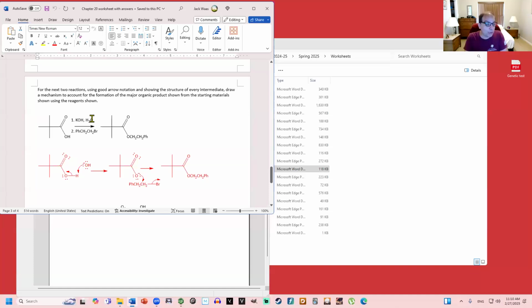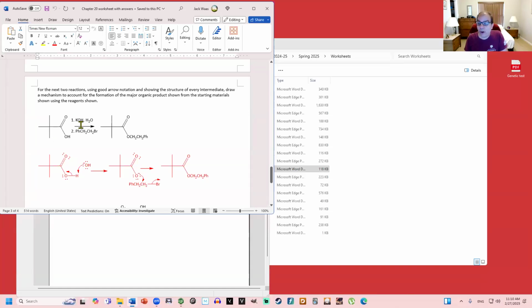They're all sources of the hydroxide ion, followed by treating it with phenethyl bromide and resulting in this ester over here. So this is a reaction that we will have talked about. Again, as I speak, I plan to talk about it in class tomorrow, but this reaction starts by deprotonating the carboxylic acid with a base, and you don't even need to go as far as hydroxide.